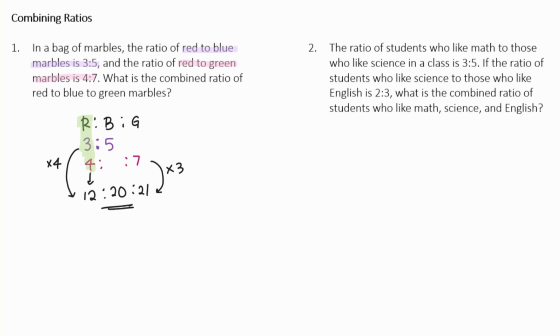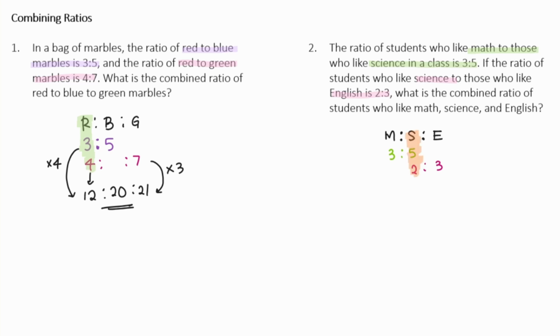First we can write M for maths, S for science, and E for English. Using the first ratio that we've been given, maths to science is 3 to 5, so we can put 3 under the maths and 5 under the science. The second ratio is those who like science to those who like English, which is 2 to 3. So on a separate line, we can write 2 for science and 3 under English.